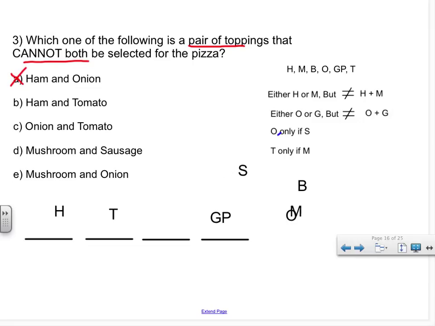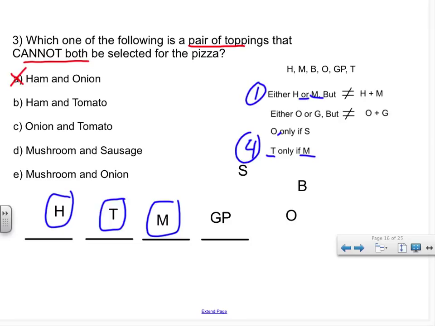So let's try it. If I select T, then I select M. So based on the fourth condition, if T appears, then M appears. But M and H, based on the first condition, can't appear together. So I know by the conditions that B is a correct response, because ham and tomato cannot appear together without breaking the conditions.